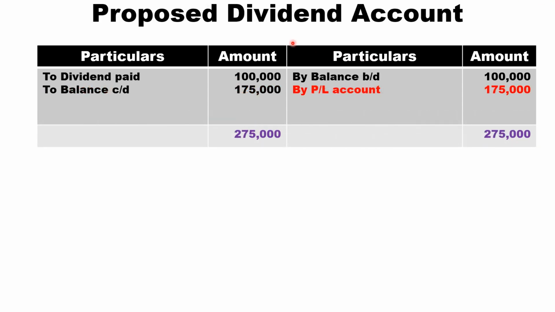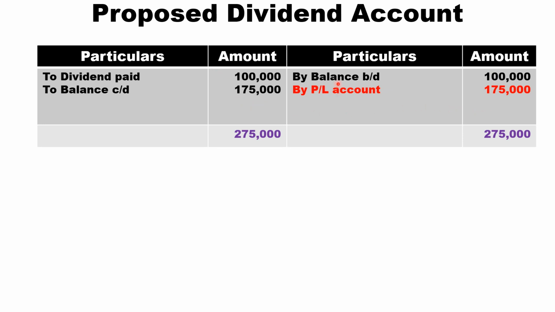Next, proposed dividend account. See students, clearly they have mentioned proposed dividend and provision for tax is a non-current liability, so you should prepare an account. However, no adjustment is given like dividend paid or tax paid. As explained in the theory, introduction to cash flow statement, points to be remembered, I have mentioned that if no adjustments are given regarding proposed dividend and provision for tax, opening will be treated as paid, closing will be treated as provided.